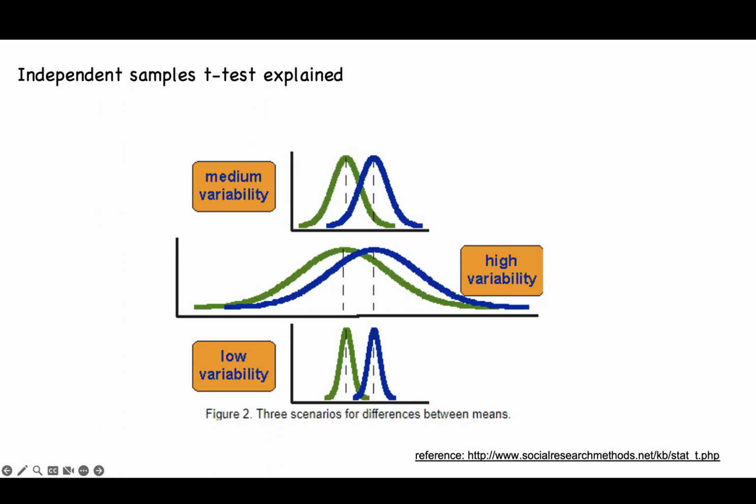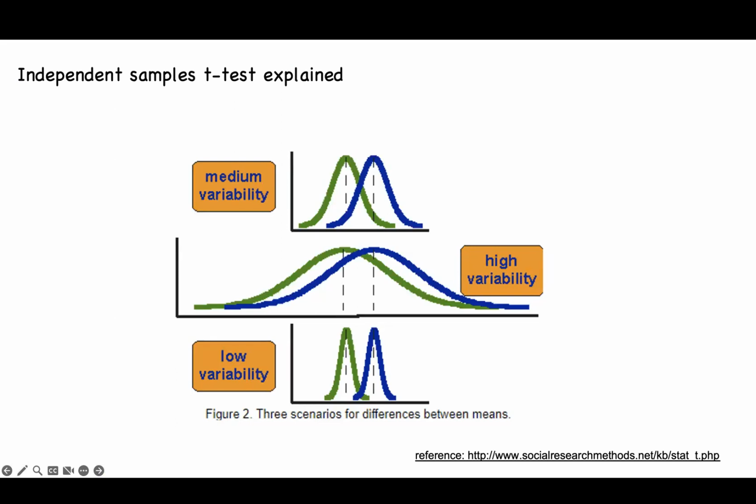The top example shows a case with moderate variability of the scores within each group. The second situation shows a high variability case. And the third shows the case with low variability. So what conclusions can we make? The two groups appear most different in the low variability case. And why? Because there is relatively little overlap between the two bell-shaped curves.